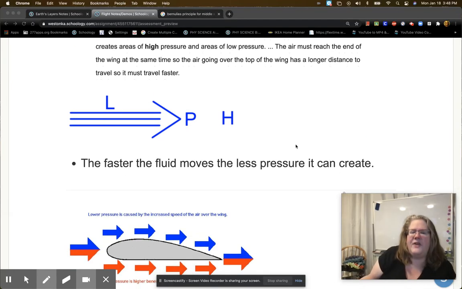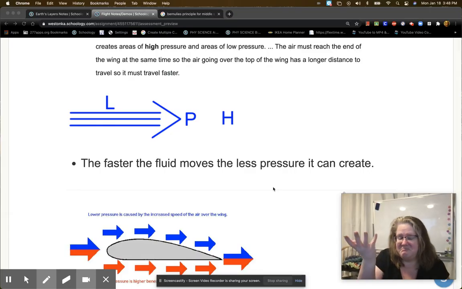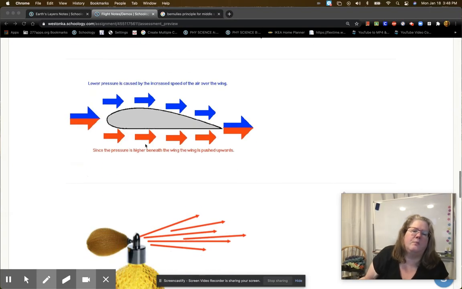So the faster the fluid moves, the less pressure it has. So basically, faster moving fluid creates lower and lower pressure. That's what that's saying. So here we go. Airfoil.